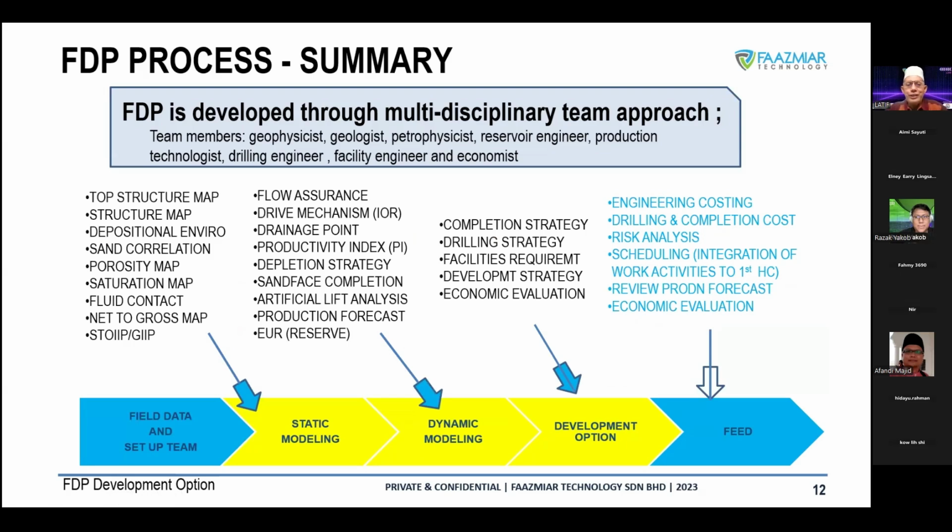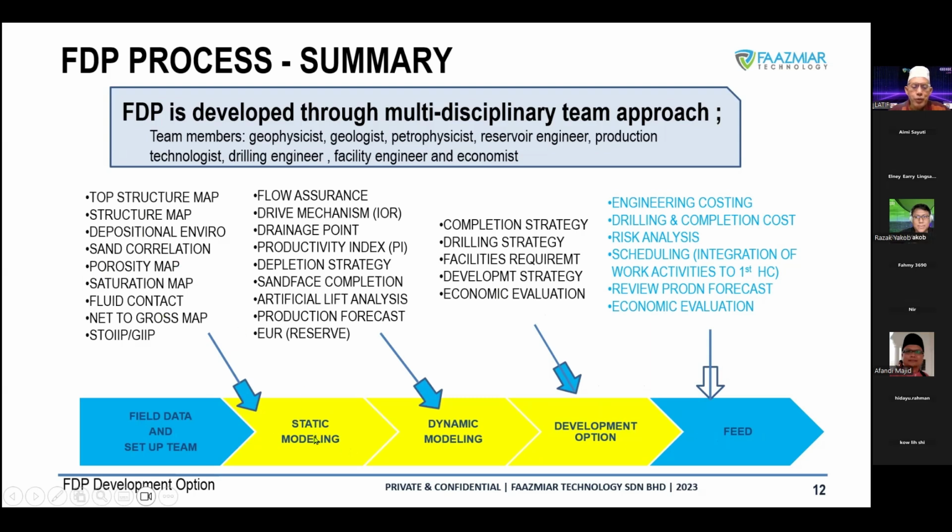So the FDP process, in terms of the summary, we still talk about the same thing: the field data that we're going to have. For the FDP, we start to do the static modeling, the dynamic modeling, and then we create a development option for the field, and then we design the field engineering, which is front end engineering and design. So you can see that from each section here, there will be a lot of information.